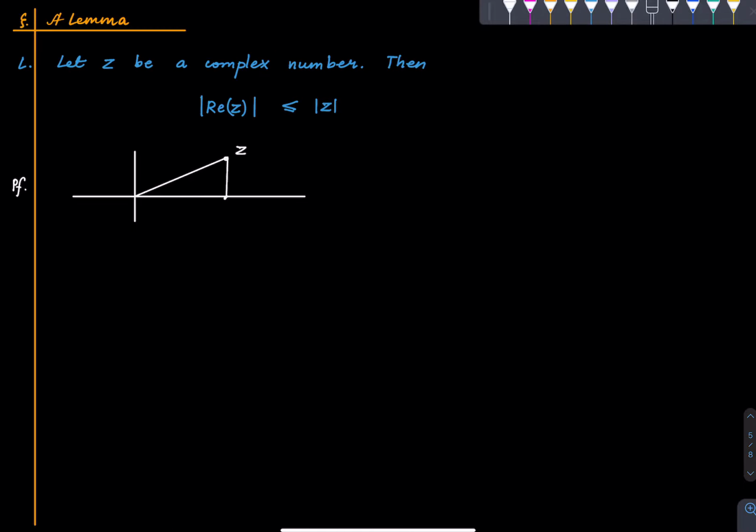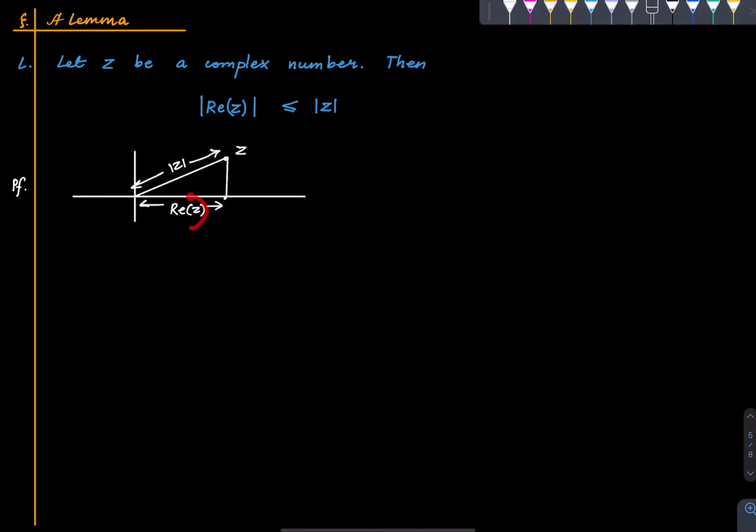Okay, so we have a very simple lemma. It says that if Z is a complex number, then the real part of Z in the absolute value is at most the modulus of Z. And it's very clear because suppose Z is this complex number. So the real part of Z is the horizontal, this is the real part of Z, this length, and this length is modulus of Z. So now we know that in a right triangle, the hypotenuse is always at least any of the other two sides, and that is what gives us this.